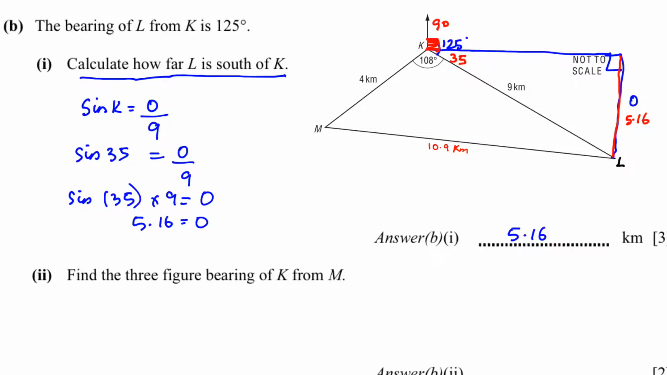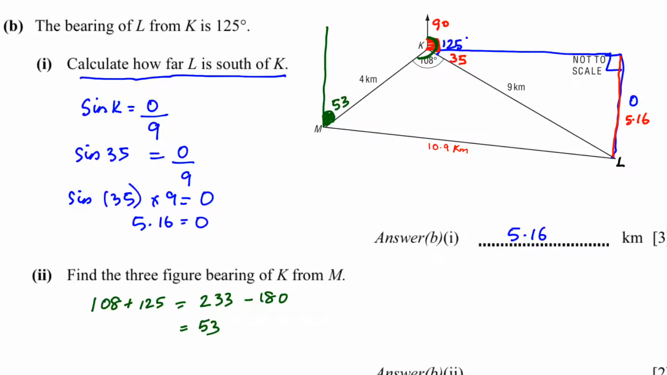In the next question, find the three-figure bearing of K from M. From M we want to find this bearing. There are two ways to do it. One way is you add these angles here, which is 108 plus 125. That will give us 233. And from 233, you subtract 180. It will give us 53. So this is the angle 53.